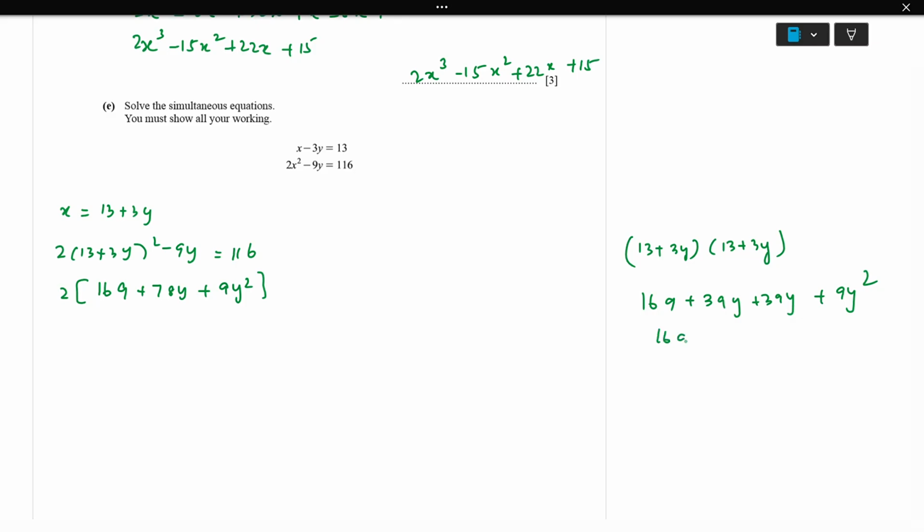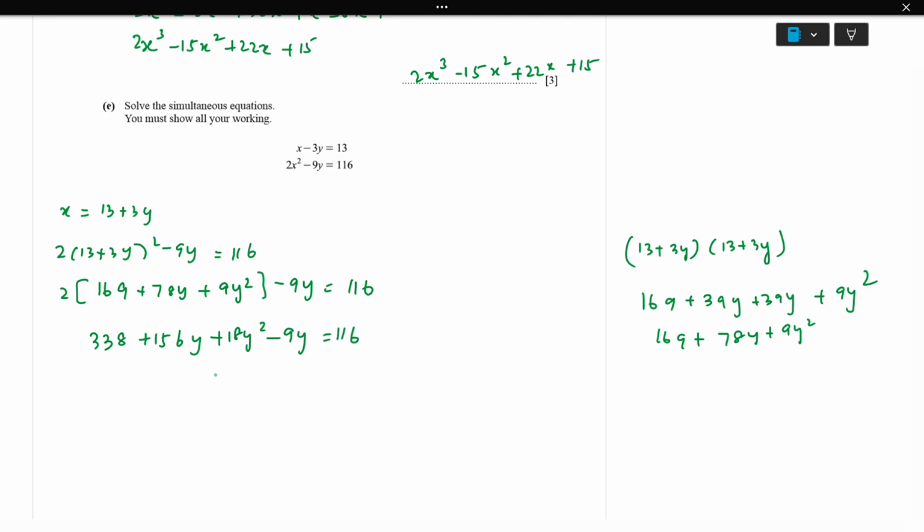So here 169 plus 39 plus 39, which is 78y plus 9y square. So that's only I substitute here, minus 9y equal to 116. So now I need to multiply 2 inside, which is 338 plus 156y plus 18y square, then minus y equal to 116.